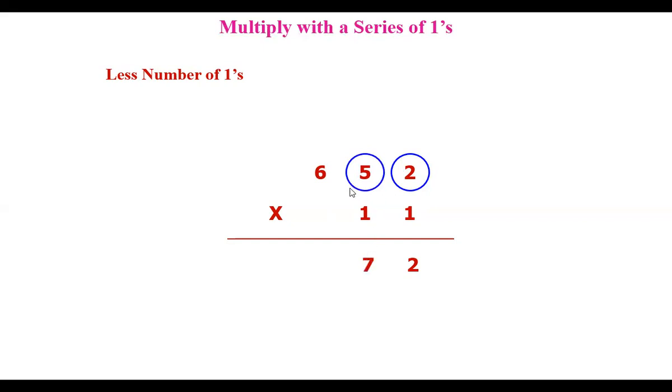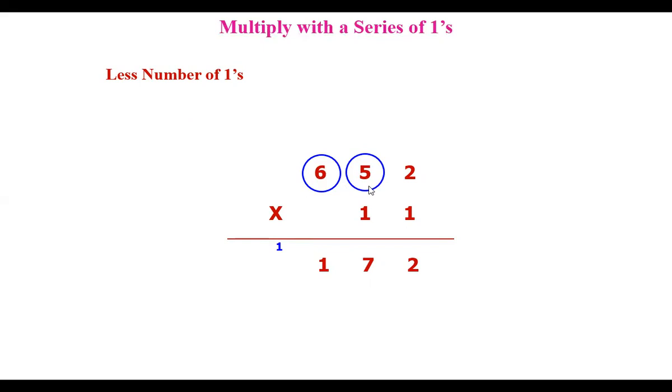Next, we cannot take 3 digits because we have only 2 digits here. We can add up only 2 digits at the maximum. That is, remove this 2 here and add this 5. So 5 plus 6, 11. 11 means 1 in the hundreds place, 1 is kept aside in the thousands place. Clear? So 2 digits are over.